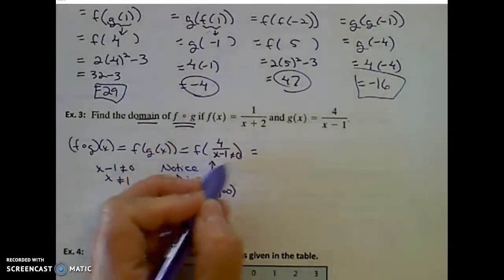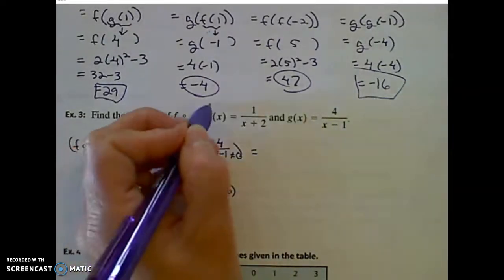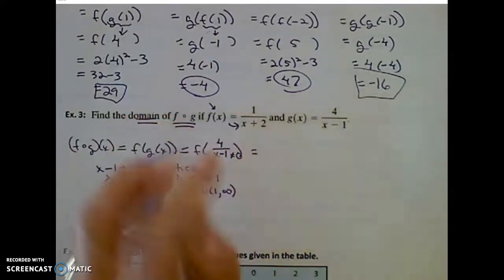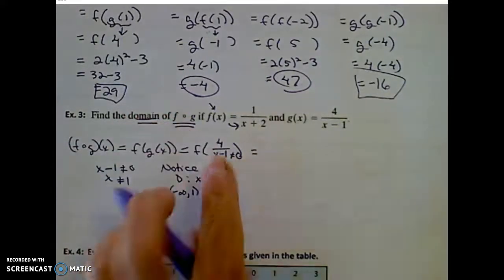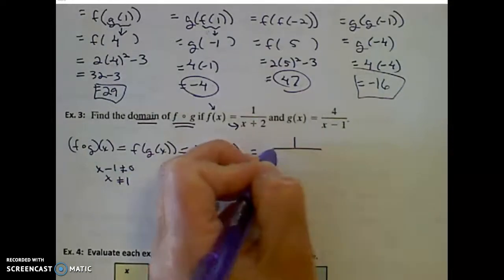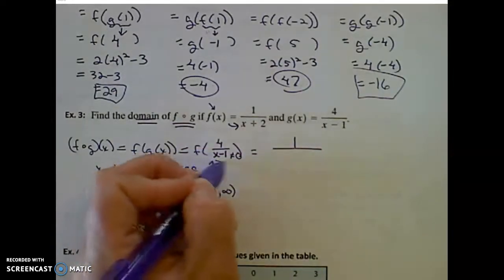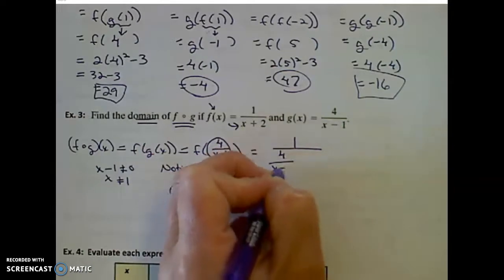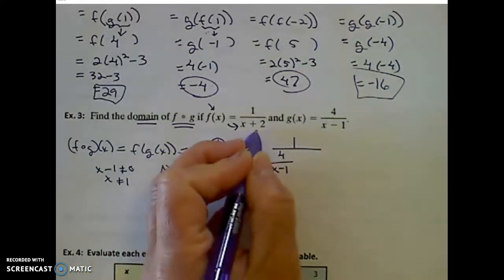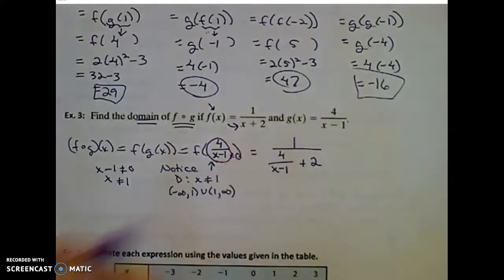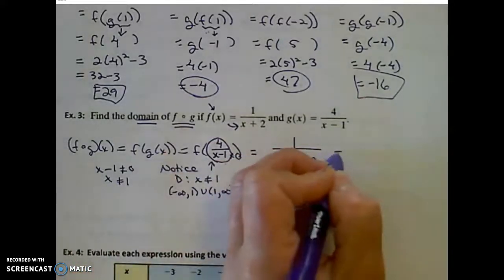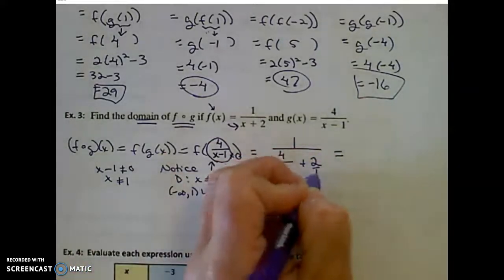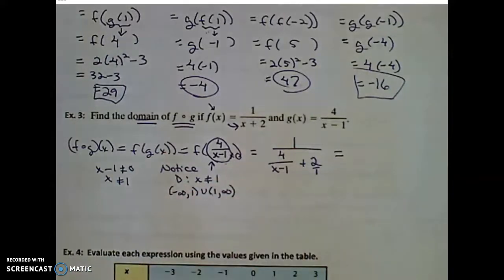Now I'm going to plug that whole function into f of x. Wherever there's an x, I'm going to plug in that whole function. This gets complicated. 1 over, plug in that whole function for x, which is 4 over x minus 1 plus 2. Okay, I'm going to clean up this terrible compound fraction. I'm going to put that over 1. I'm going to get a common denominator. I'm going to pause there and get a common denominator.